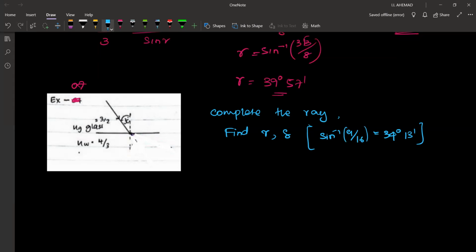So first tell me, before you try, what will happen here? Will it deviate or will it bend towards normal? Will it deviate away from normal or bend towards normal? Tyra and Najima, what do you say? Will it bend towards normal or deviate away from normal?